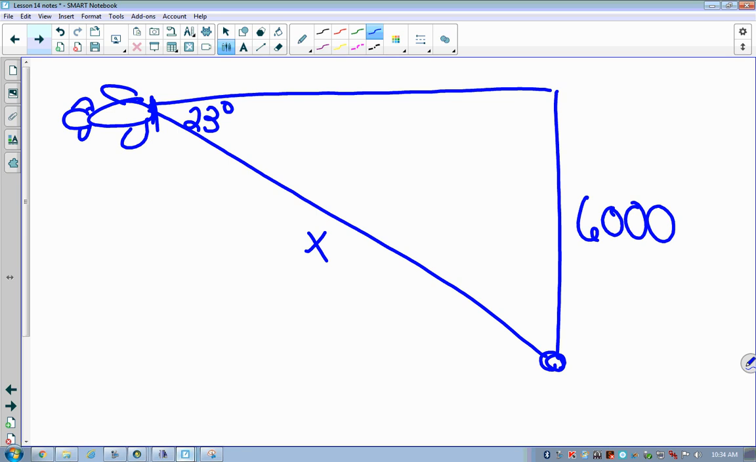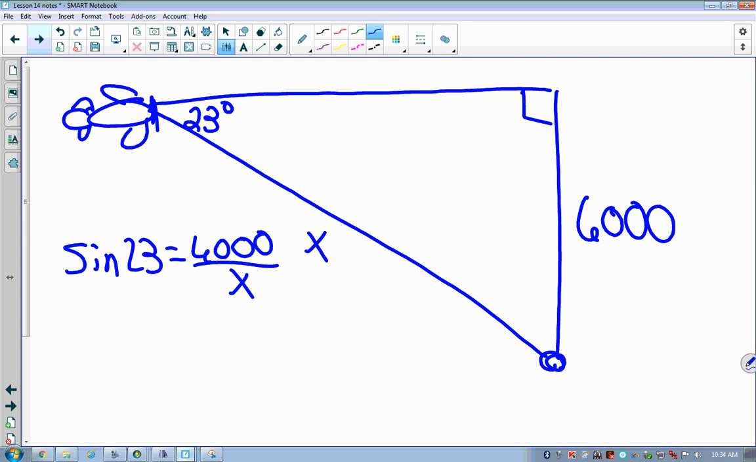So what we have to determine is, what do we have? What am I looking for? Which trig function am I going to use? What is 6,000 in relation to my angle? What is x in relation to my angle? Hypotenuse, right? So we're dealing with opposite and hypotenuse, so we're going to use which trig function? Sine. So we're going to say sine 23 equals opposite 6,000 over x.